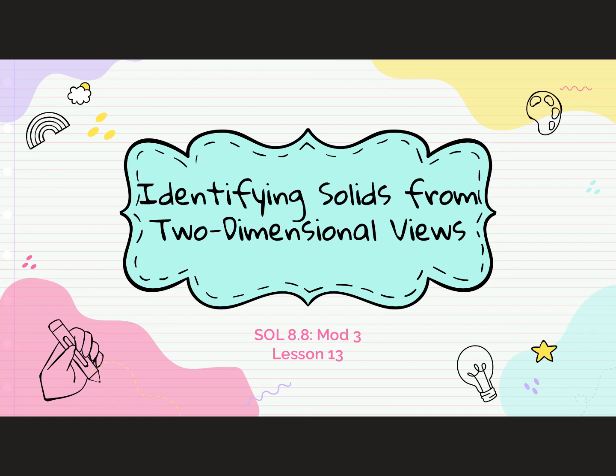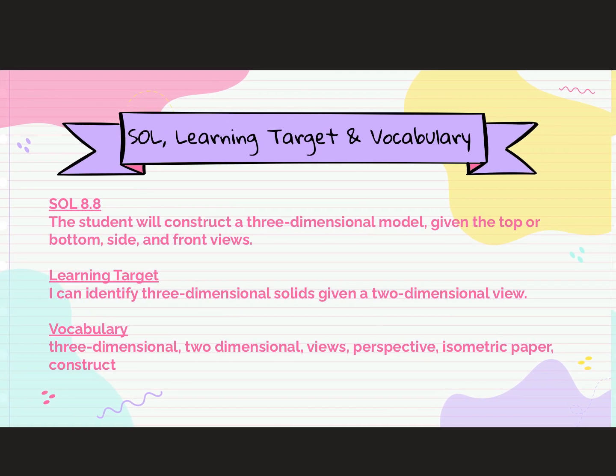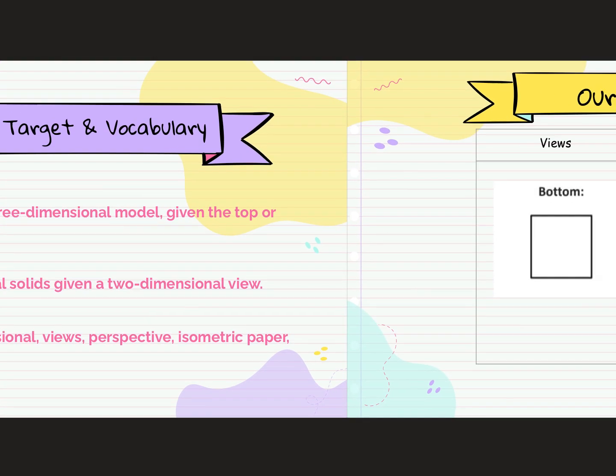All right, so for today's lesson, we're going to take a look at identifying solids from two-dimensional views. In our last lesson, we actually drew them based on the two-dimensional views of the left, right, side, left, right, top, bottom. But now we're going to look at identifying them. So our learning target today: I can identify three-dimensional solids given a two-dimensional view.